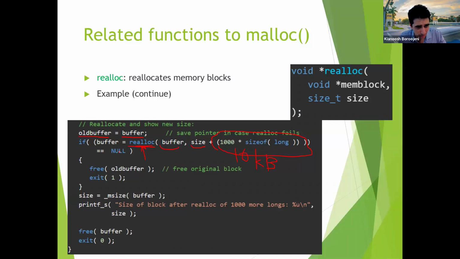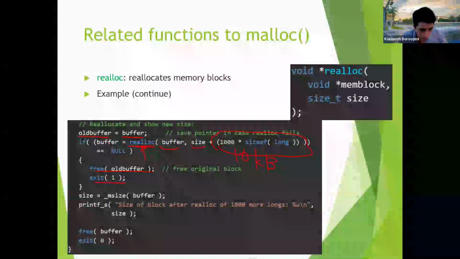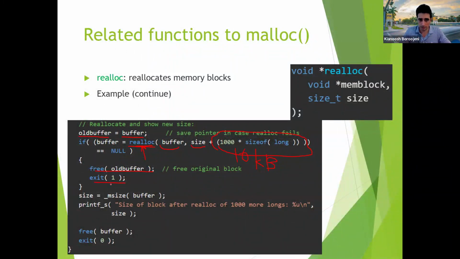If the result is null, that means I couldn't grow the size of the initial buffer, so I'm going to free the old buffer and exit 1. Exit 1 means I didn't like how the return value was, I couldn't grow the size, so I will exit immediately. But if the realloc doesn't return null, buffer would be pointing to a longer buffer of size 16 kilobytes. I will call _msize again to get the size of the buffer, and I will use printf, forget about the underline s, to print out the size of block after reallocating. And then you can free it at the end, and then exit 0. Exit 0 means there was no error. So that's pretty much how realloc looks like.